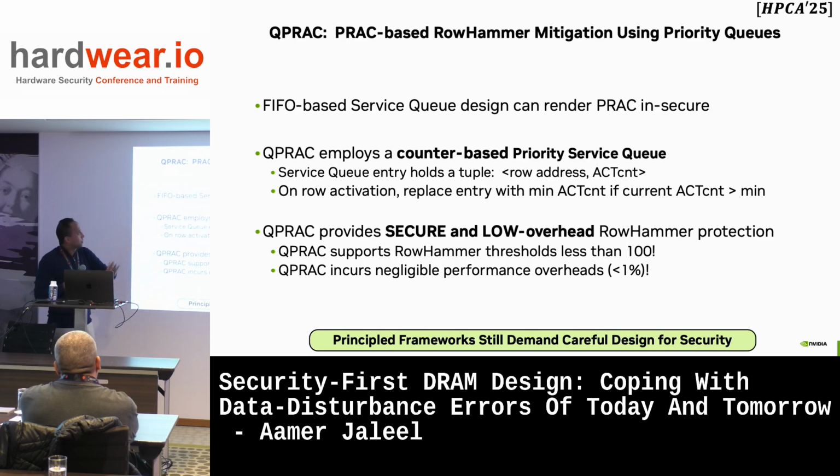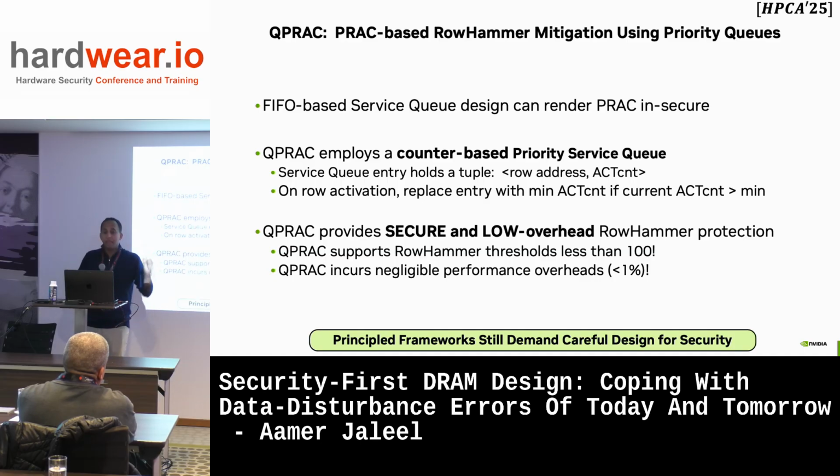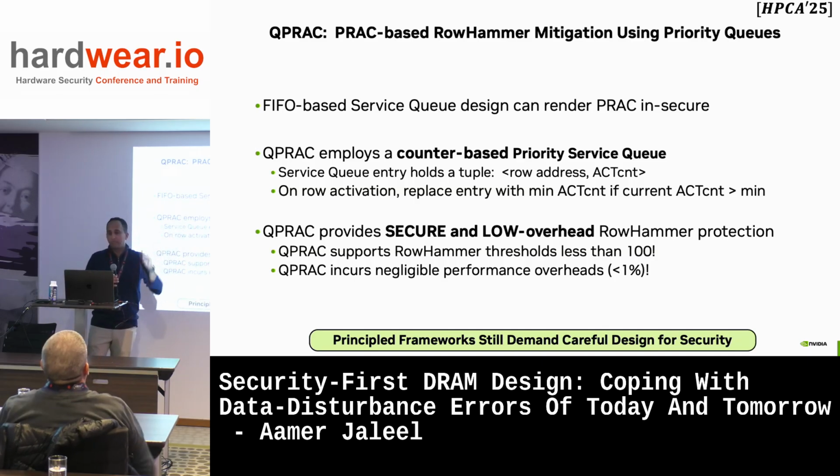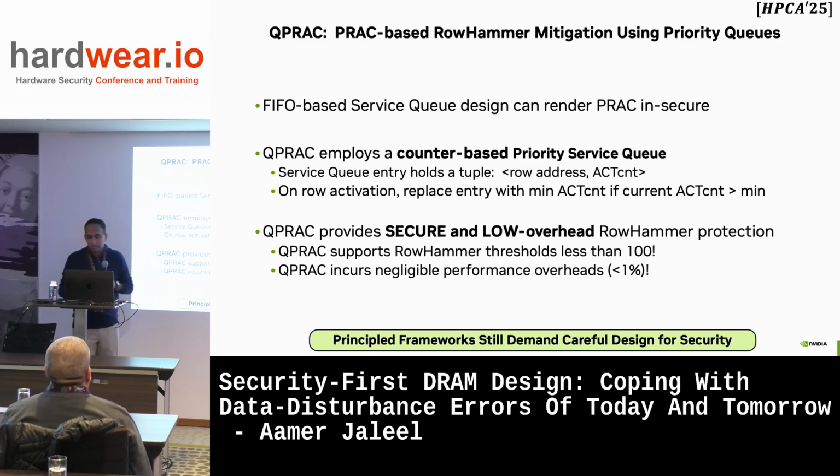So this is some work that we talked about at HPCA called QPRAC. And if you implement it with a priority queue, you actually can get RowHammer thresholds of less than 100 and less than 1% overhead. So what I basically wanted to bring up over here is that even principled frameworks, right, you still need to design them carefully to ensure security. You can't just use ad hoc mechanisms and say, oh, look, FIFO, let's go about doing that. You must take a principled approach.